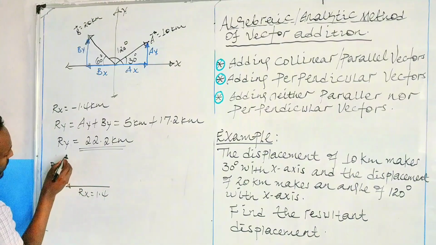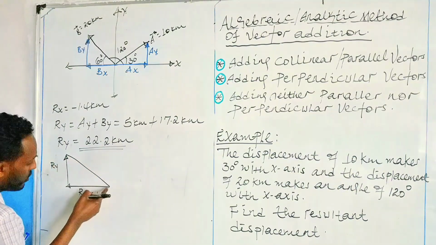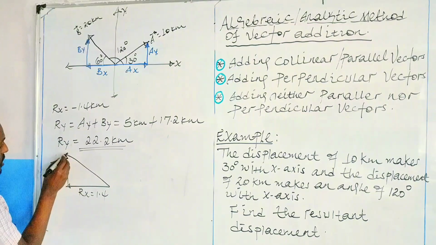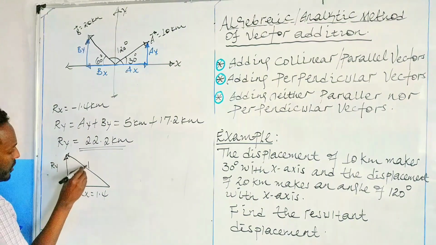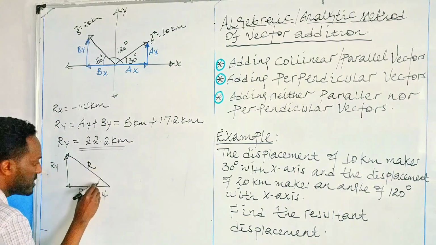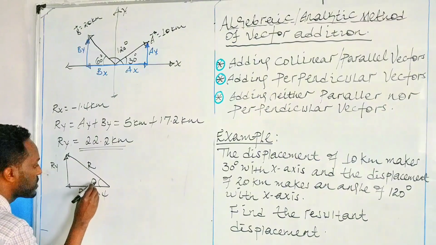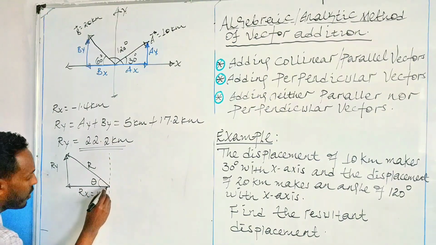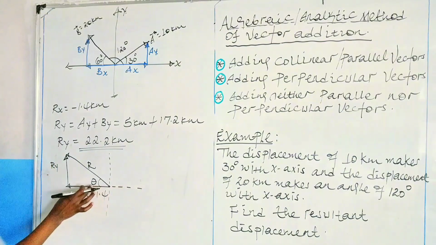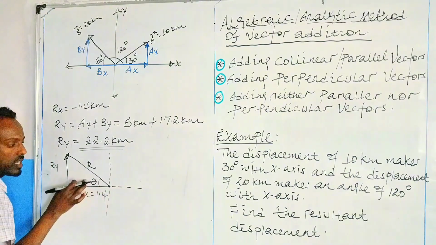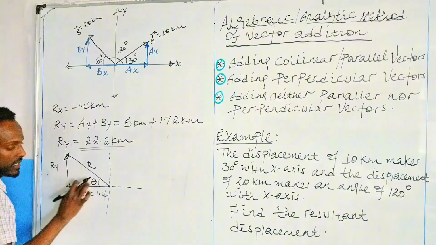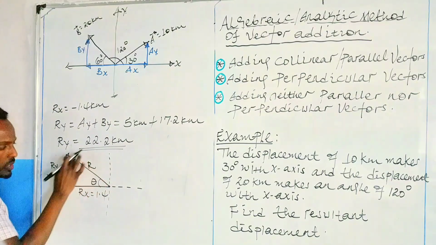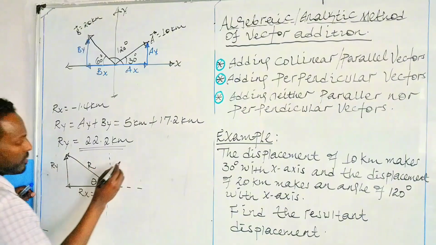So the resultant vector is drawn from the tail of the first to the head of the second. We draw it this way. So this is the direction of the resultant vector. In the xy plane, the angle the resultant vector makes with the horizontal can be determined easily. To get the resultant, we can simply use the Pythagoras theorem.